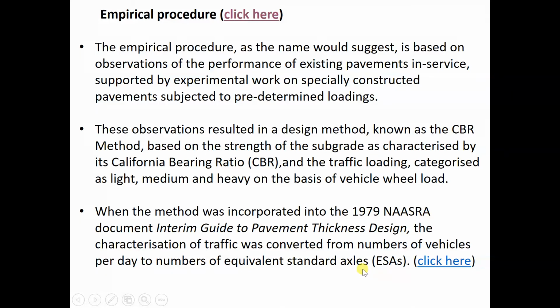For the road, we say that there are 1,000 vehicles per day or 5,000 vehicles per day. But the vehicles are different sizes. Some are big, some are light vehicles, some are heavy vehicles. So the number of vehicles doesn't really reflect the traffic loading. With the introduction of NAASRA and later Austroads, they converted the units from the number of vehicles per day to number of equivalent standard axle.